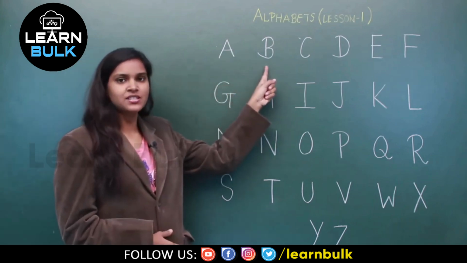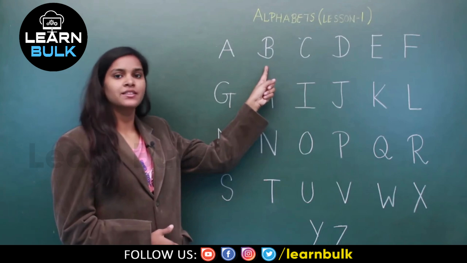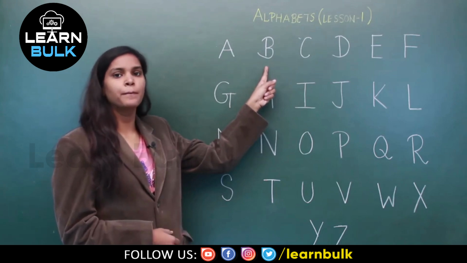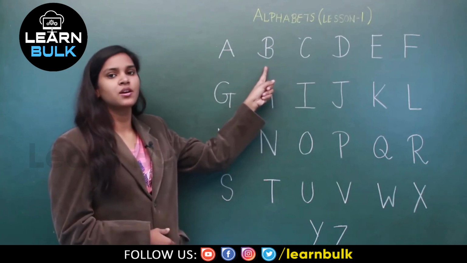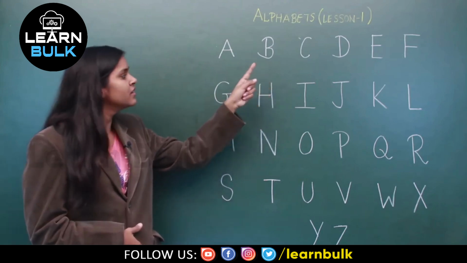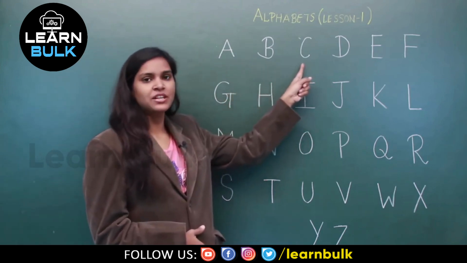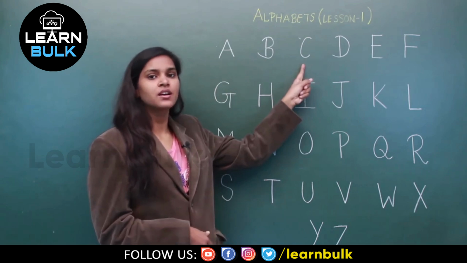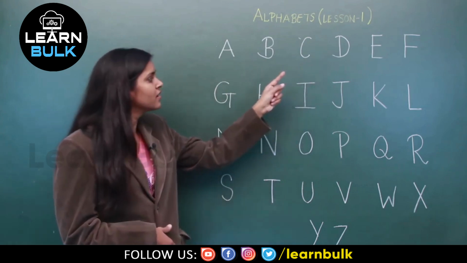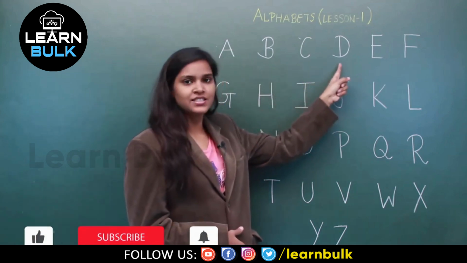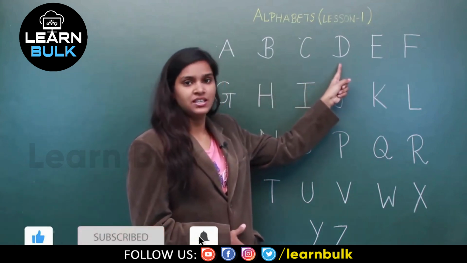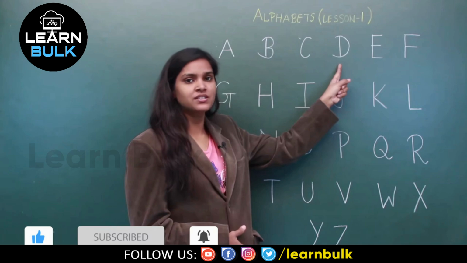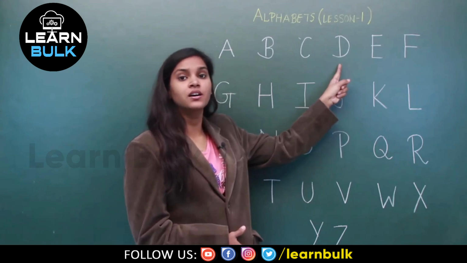The next alphabet is B and the sound that it makes is B as in ball. Next alphabet is C and the sound that it makes is K. The next alphabet is D and the sound that it makes is D.